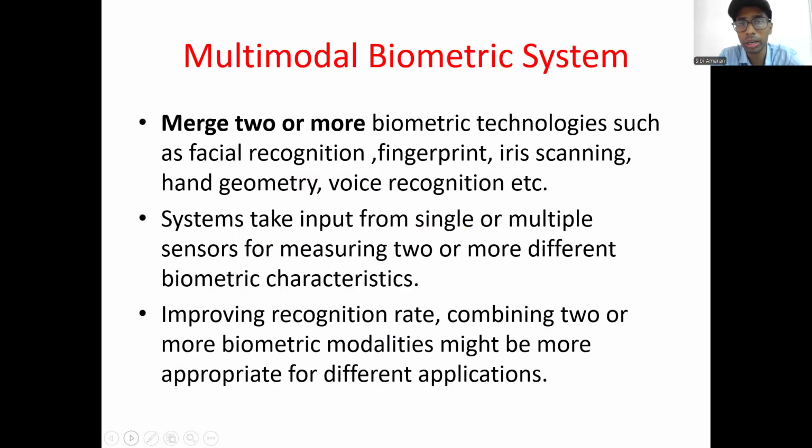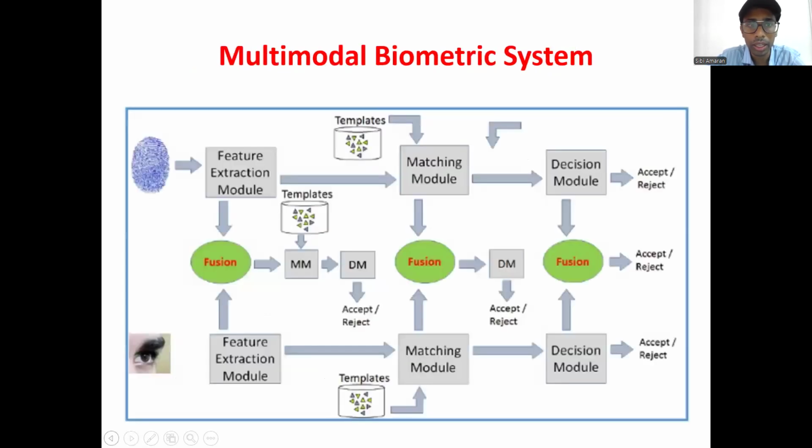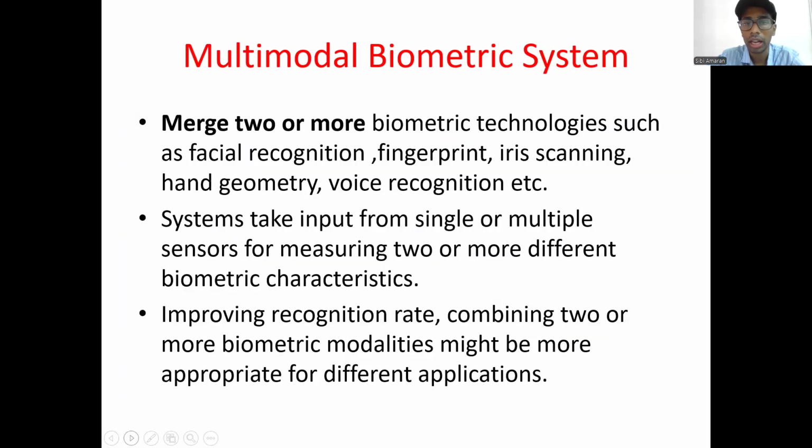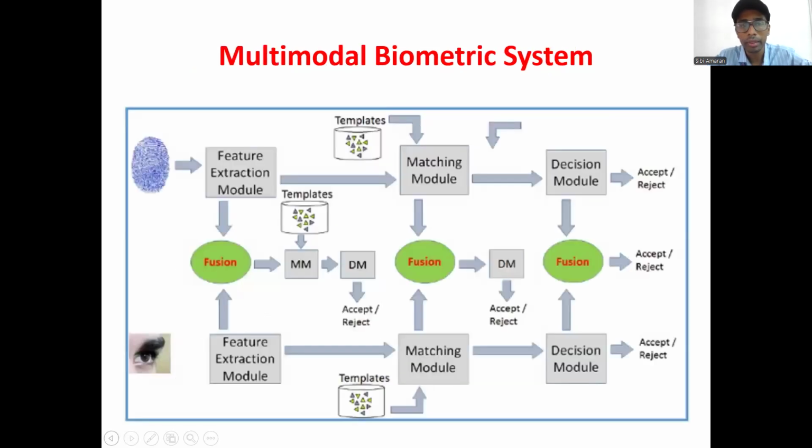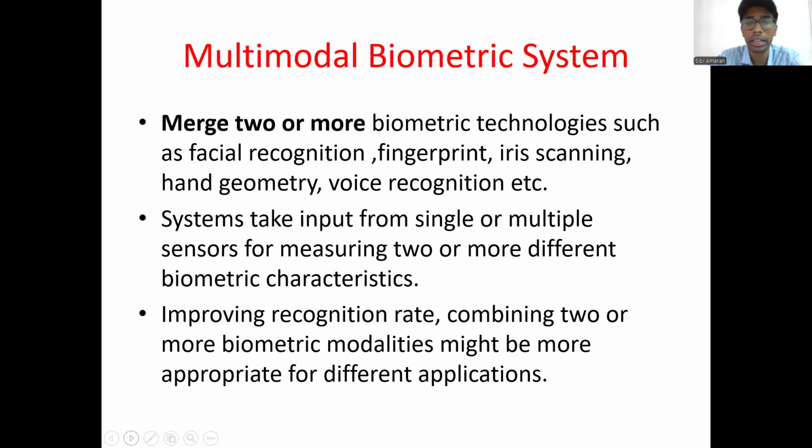Okay, so a multimodal biometric system, it's understood, merges two or more biometric technologies such as facial recognition, fingerprint, iris scanning, hand geometry, voice recognition, etc. The system takes the input from single or multiple sensors for measuring two or more different biometric characteristics. This is what multiple sensors are, collecting multiple inputs. And what is the main advantage of it? By collecting multiple inputs, it will improve the recognition rate.